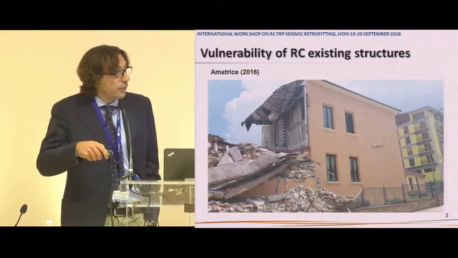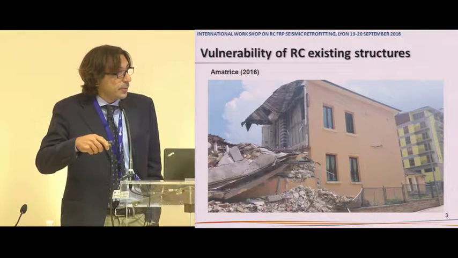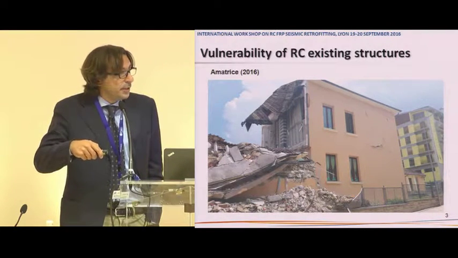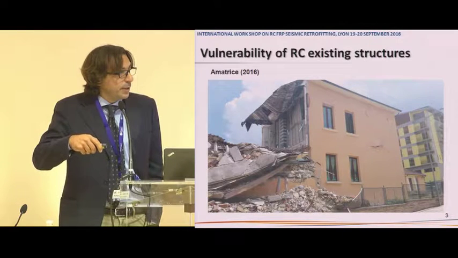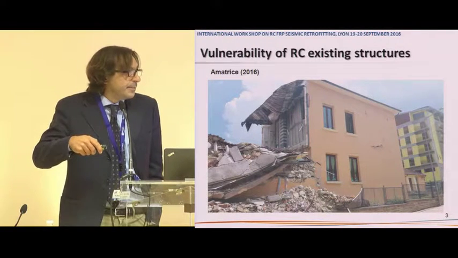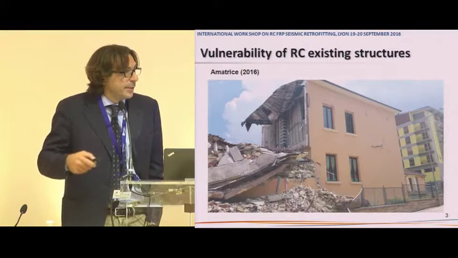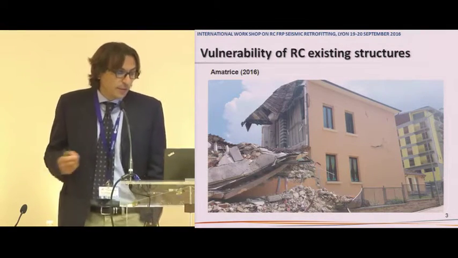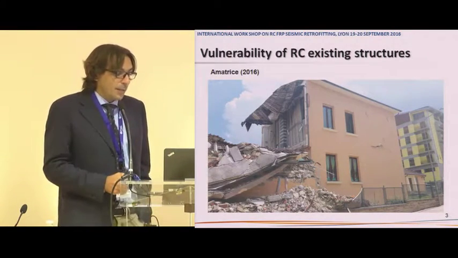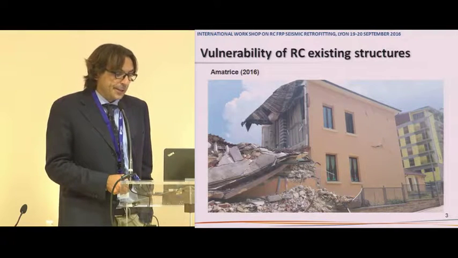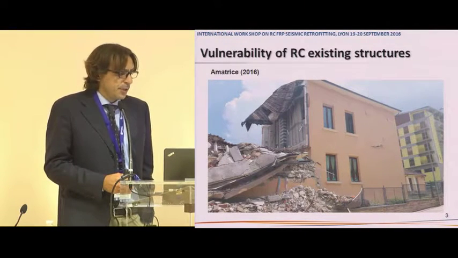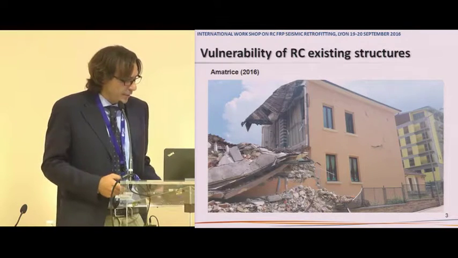This is an interesting picture from Amatrice, which is the epicenter of the last earthquake in Italy. This is a building which was made by two parts, one part of masonry, one part of RC. So the masonry building collapsed completely. This is the RC building which was strengthened by using FRP, and there is no damage on this part. So this is just to tell you that FRP is now a well-known technique, and it is really used on RC buildings, and it is also effective.